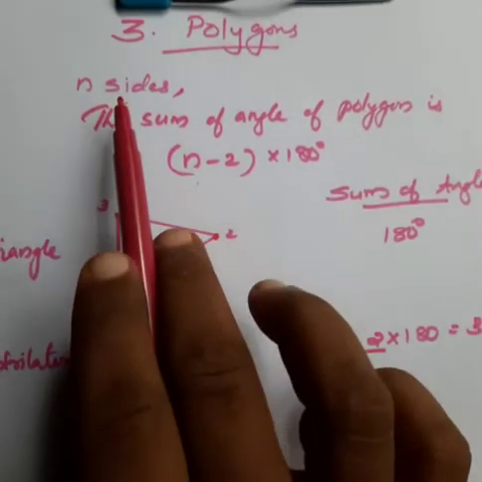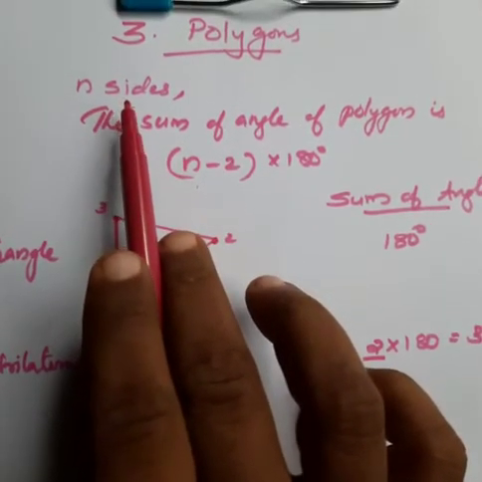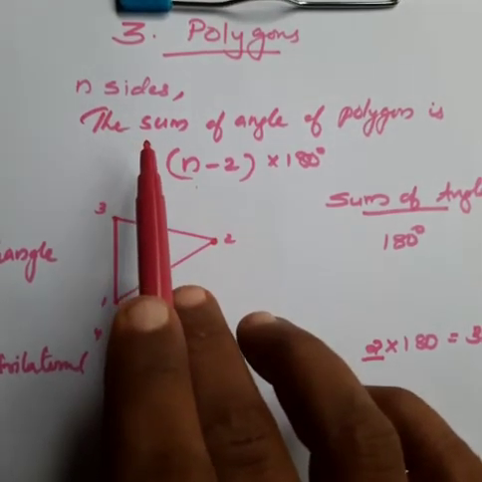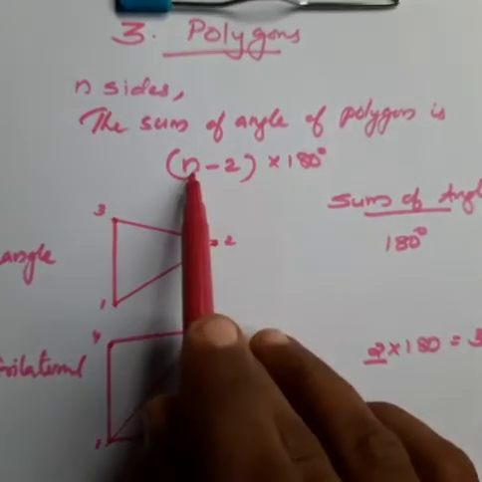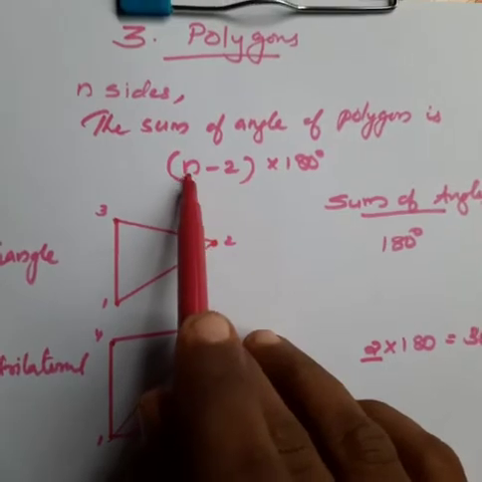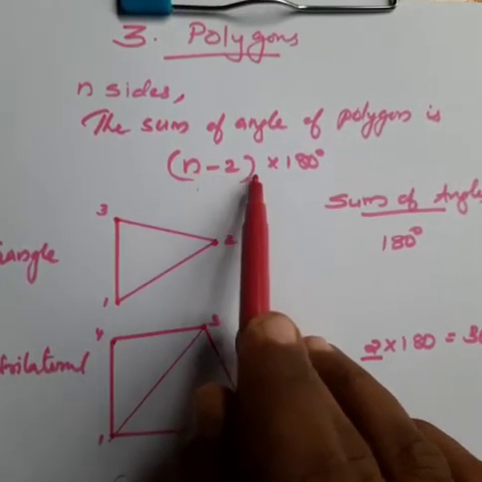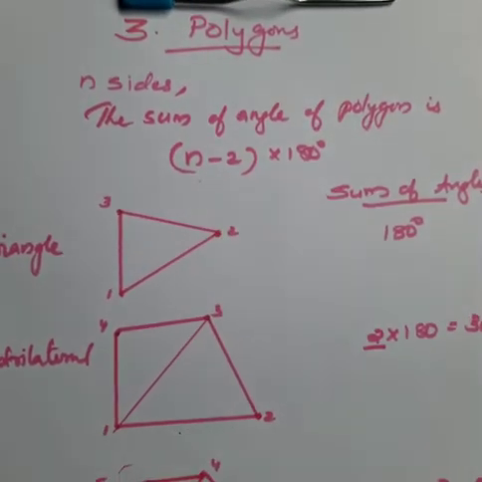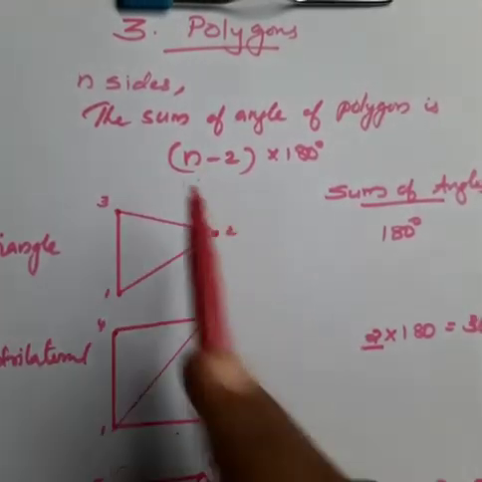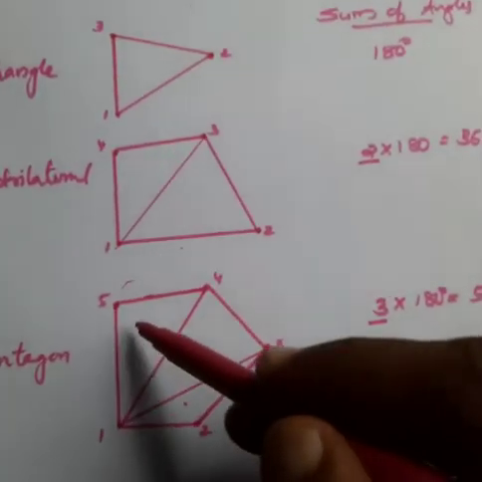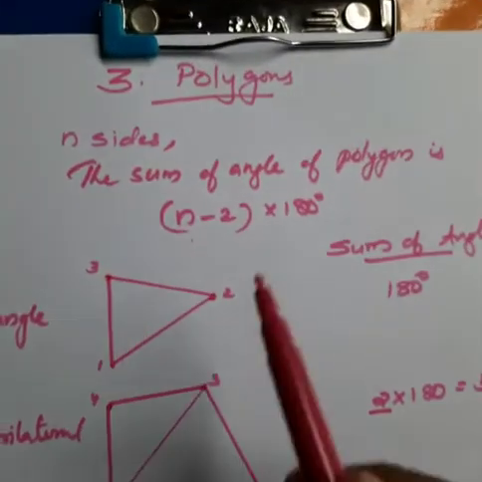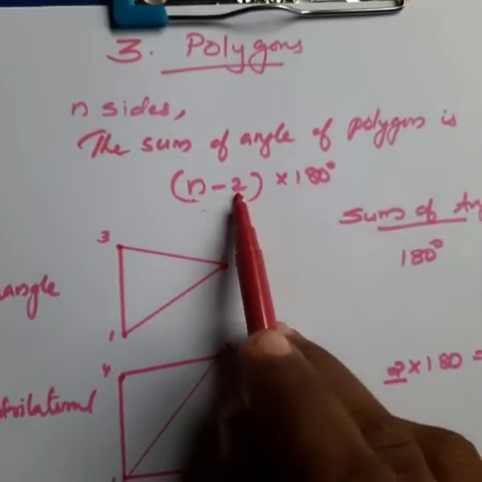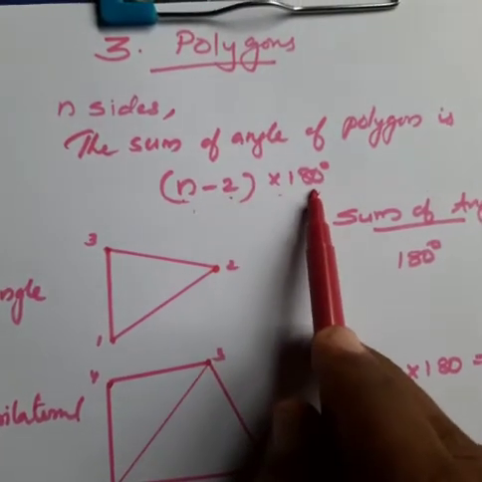So if there are n sides of a polygon, and we want to find the sum of angles, what you have to do? The number of sides should be subtracted by 2, then multiplied by 180. So how many triangles will you get? N minus 2 means how many triangles here. So the number of sides subtracted by 2 and multiplied by 180.